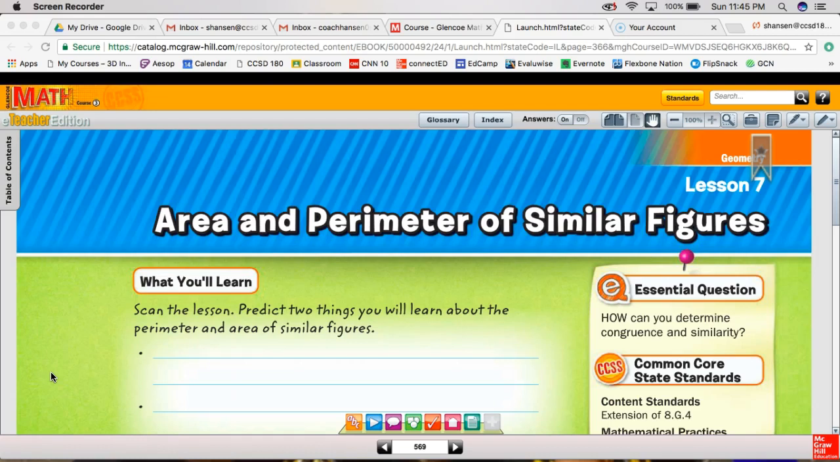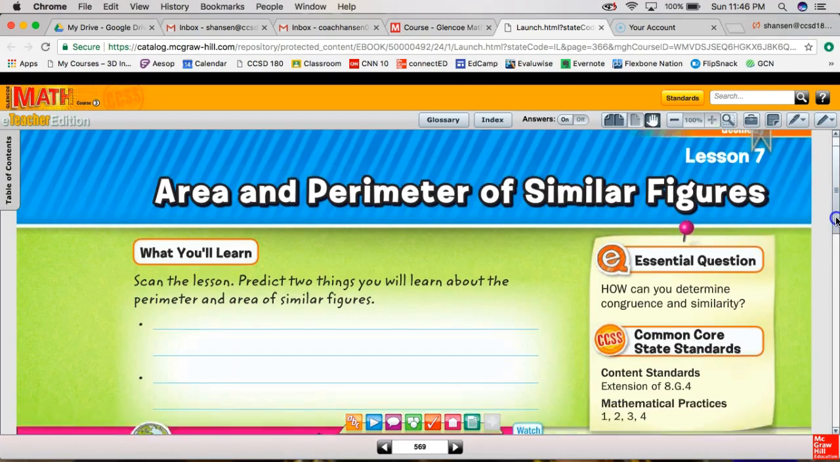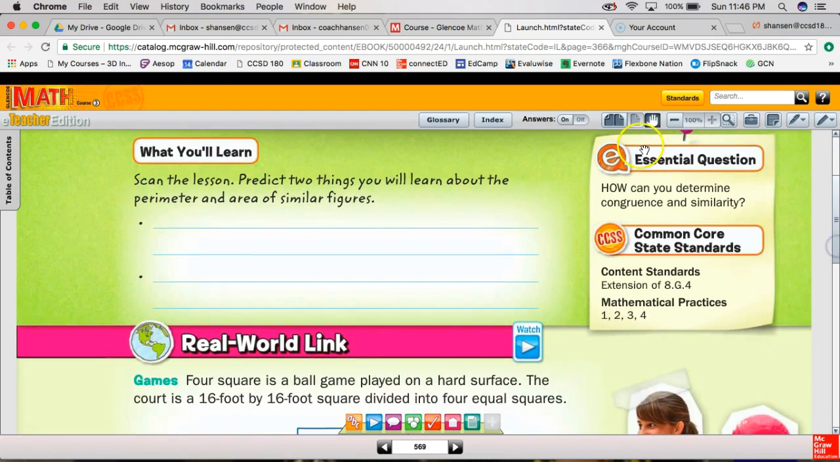So this is area and perimeter of similar figures. You have a packet that actually looks like your book. I figured that if you don't have your book, or you lost your book, or maybe you forgot your book today, you have the packet anyway. If you would rather use your book because it looks more like this, that's perfectly fine. We're on page 569 in the book, or the front page of the packet. So we're going to do a bit of skipping around. The idea here again, keeping with our essential question, is determining congruence and similarity.